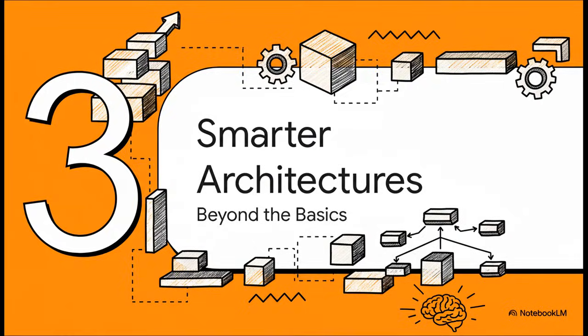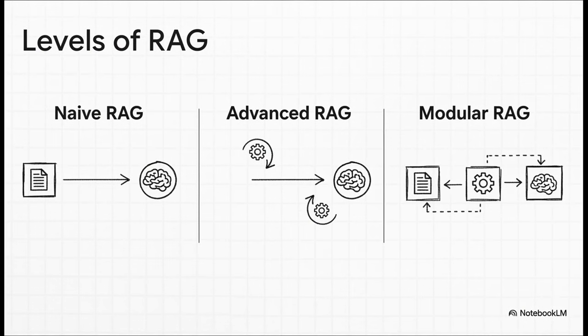Okay, so we've got the fundamentals down. That's our basic RAG system. But now, it's time to level up. Because while that simple setup is good, the real magic happens when we start looking at more advanced and flexible architectures. You can really think about RAG evolving in 3 distinct stages. What we just built is often called naive RAG.